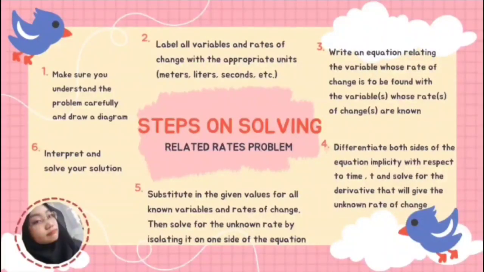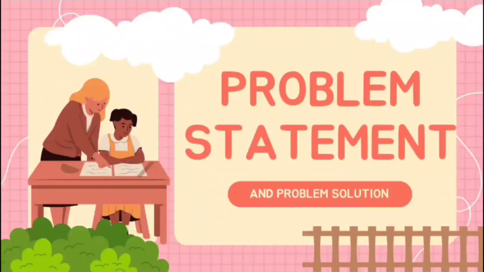5. Substitute in the given values for all known variables and rate of change. Then solve for the unknown rate by isolating it on one side of the equation. And lastly is interpret and solve the problem. Let's take a look on problem statement and problem solution.